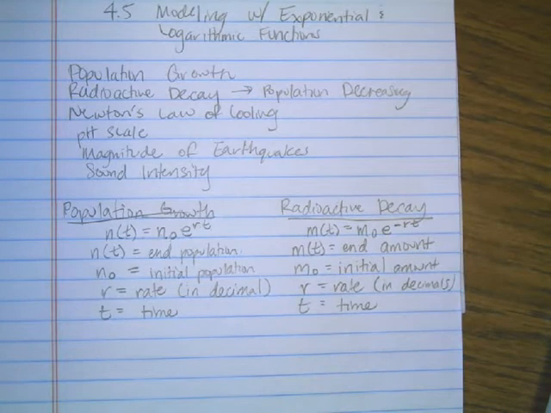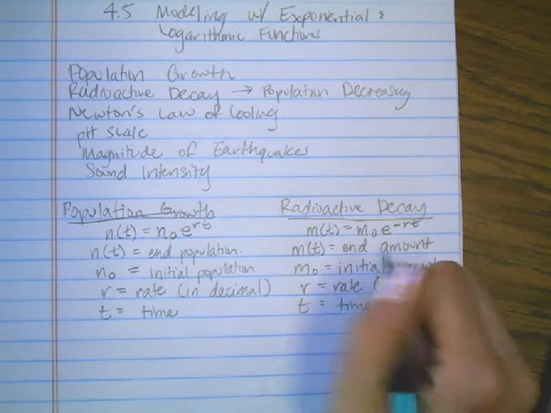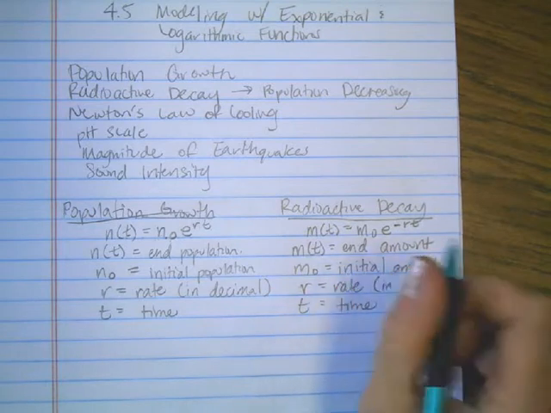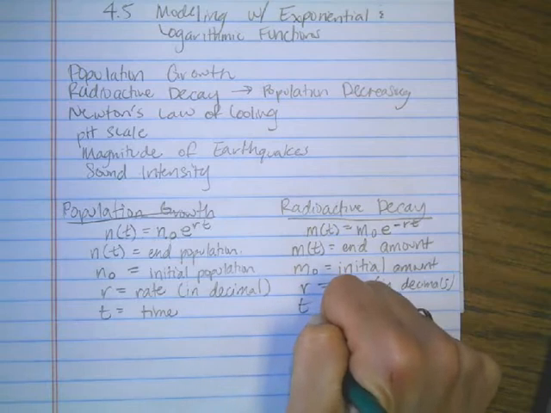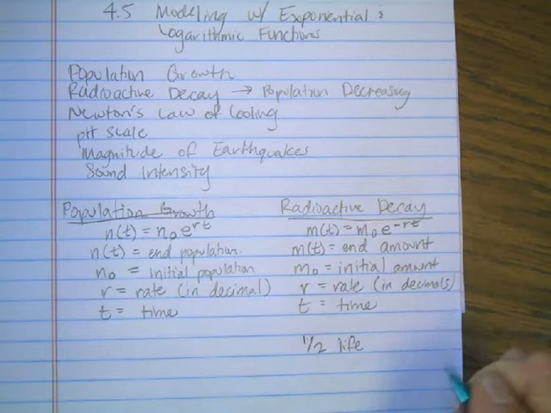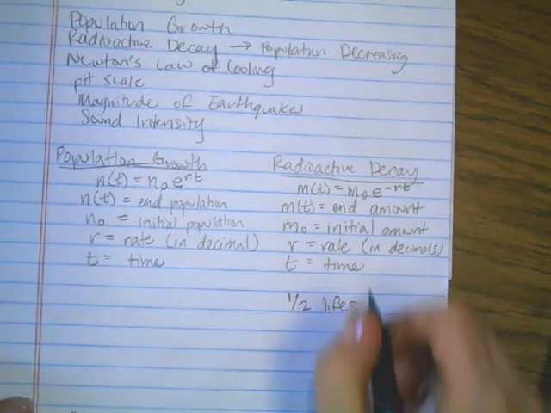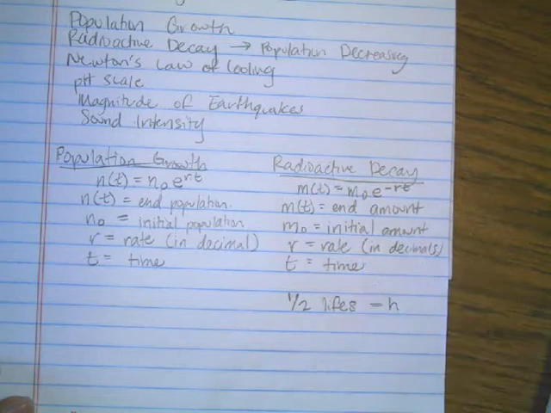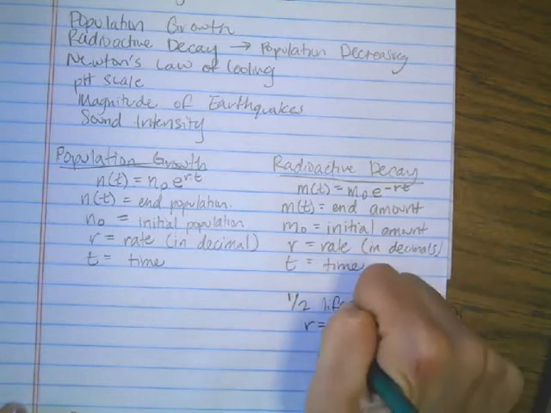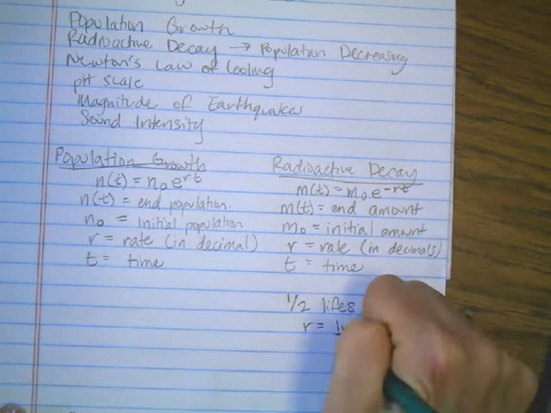The only other thing is they also give you another little formula to make things a little easier. Well, in radioactive decay, we're talking about radioactive materials. They all have a half-life, so how long it takes them to get to half of what they are. The half-life is h. So you also have the formula r equals ln of 2 over h. It makes life a little bit easier for you, h being the half-life.